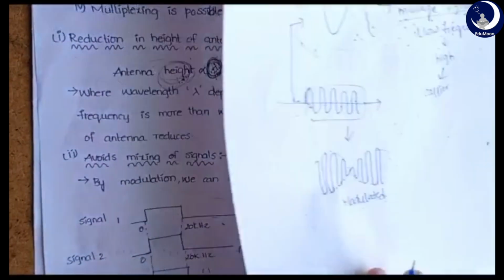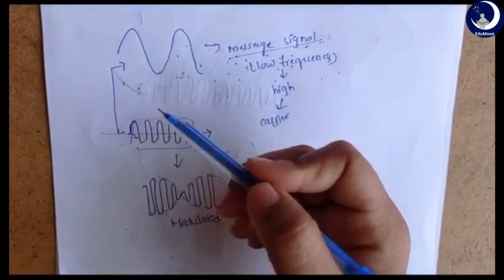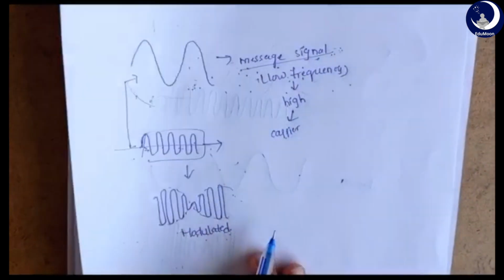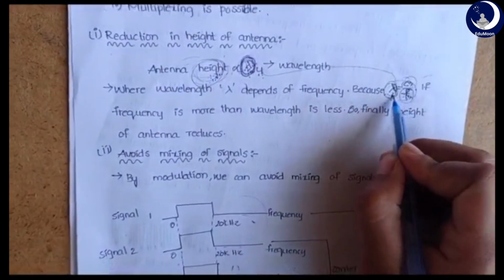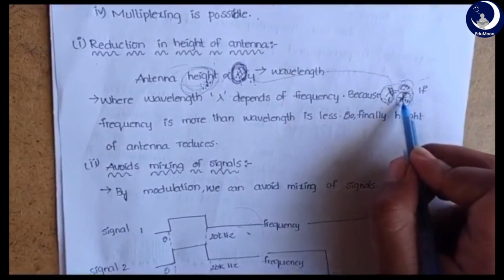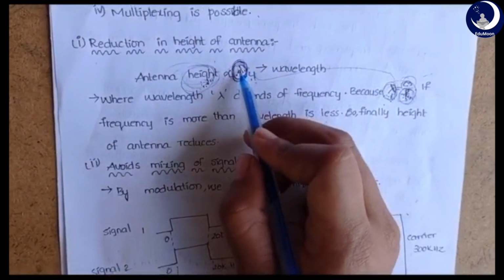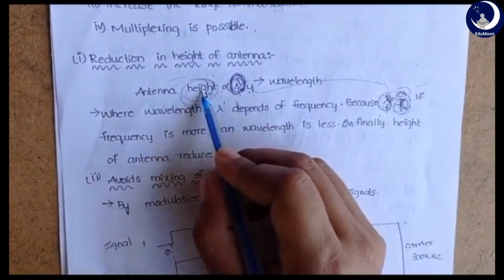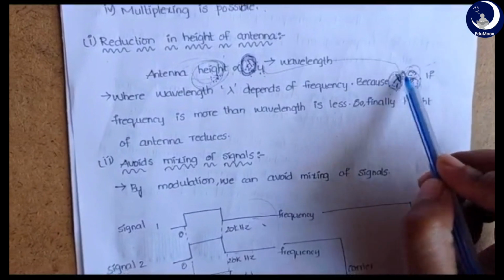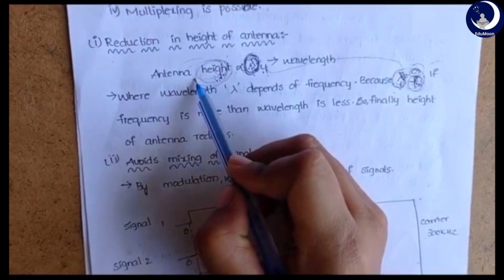In modulation, our low frequency signal is converted into a high frequency signal. That means low to high, so there is an increase in frequency. And here lambda, that is wavelength, is inversely proportional to frequency, which means if there is an increase in frequency, then automatically there will be a decrease in wavelength, which in turn results in a decrease in antenna size. So by using modulation, frequency increases, wavelength decreases, which results in a decrease in height of antenna. This is how reduction in height of antenna happens.